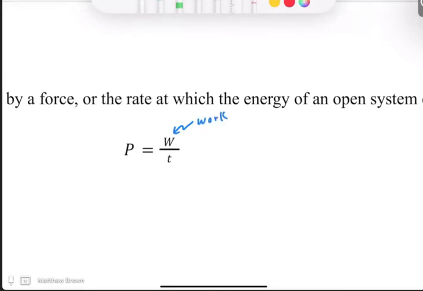And if you also remember the work energy theorem, you could also write this as delta E over T, where T, you could even say delta T, whatever time interval this is over.